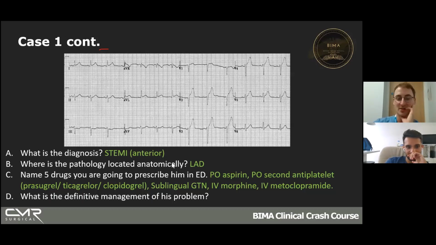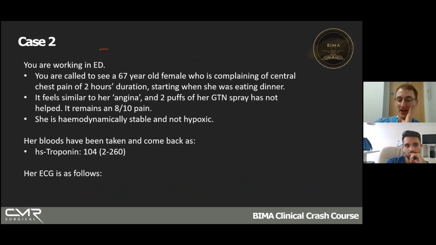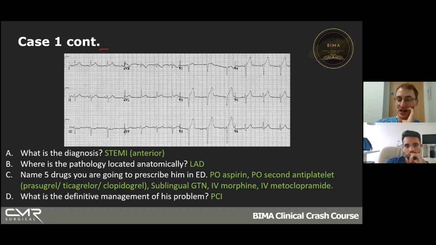And what is the definitive management of this guy's problem? PCI, yeah, fab. So as we can see, he's had it for about half an hour. He can get to a centre. You've got a cath lab there because we live in civilization, so you can do PCI. If it was within 12 hours, or he was still having chest pain after 12 hours, you could do PCI as well. Blow up the arteries, very good. Hopefully not literally blow them up.